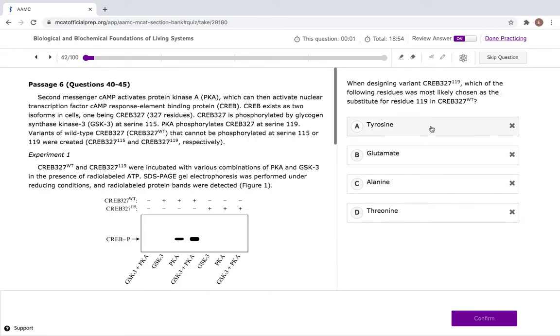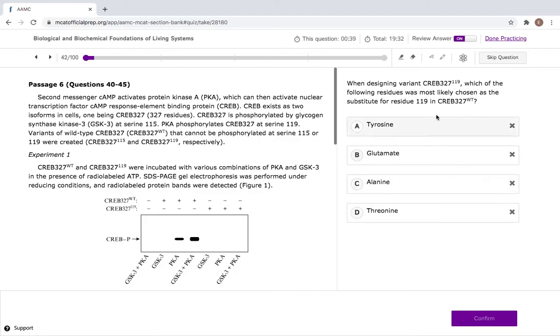All right, let's go. When designing variant CREB 327-119, which of the following residues was most likely chosen as a substitute for residue 119 in CREB 327 wild type? Okay. Remember, CREB 327-119 cannot be phosphorylated here. This variant is created because it can't be phosphorylated at 119. So they substituted something so it can't be phosphorylated. So which of these amino acids, when we substitute it, prevents CREB from being phosphorylated?